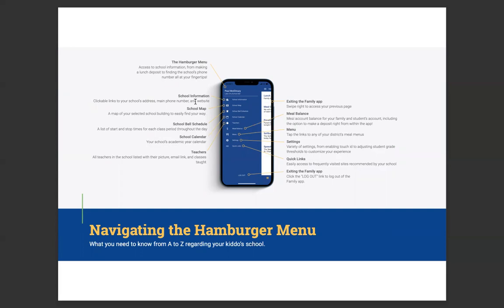So you'll have school information, which has clickable links to your school's address, main phone number, and website. There's a school map, which is a map of your selected school building to easily find your way. A school bell schedule, a list of the start and stop times for each class period throughout the day. Then you've got your school calendar, which is your school's academic calendar. And then your teachers, which are listed here. All teachers in the school listed with their picture, email link, and classes taught.